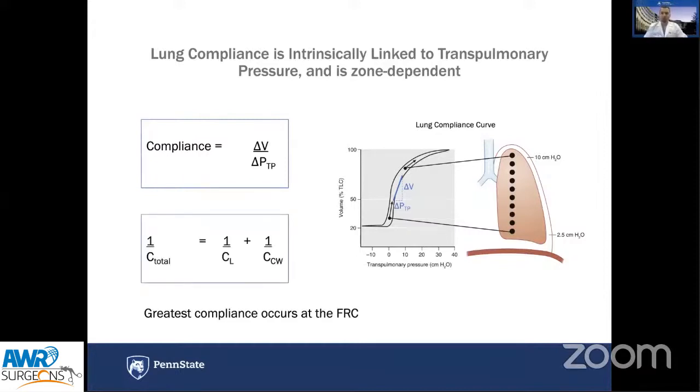Chest wall compliance is additive, and the total compliance of the pulmonary system is the sum of the inverse of lung compliance and chest wall compliance.